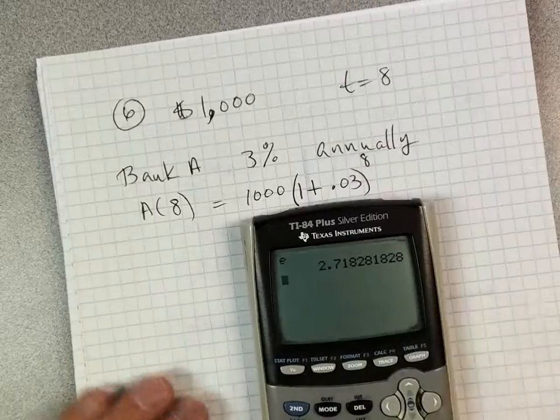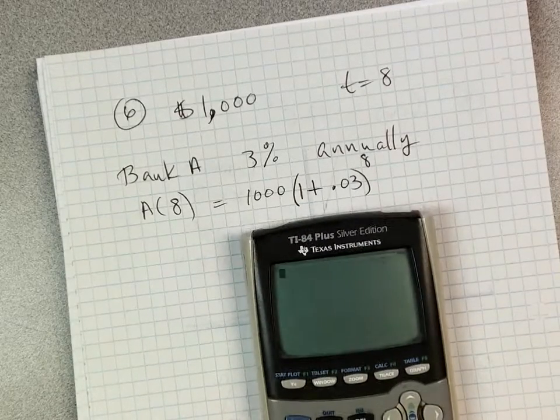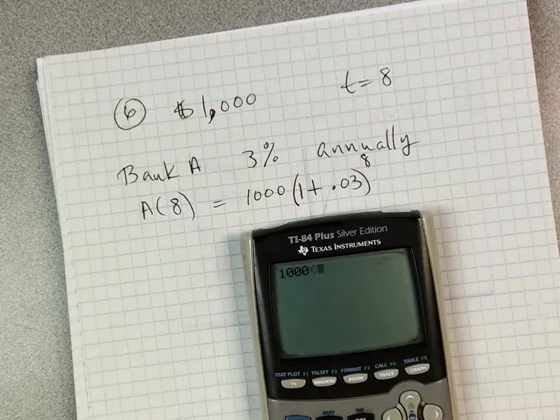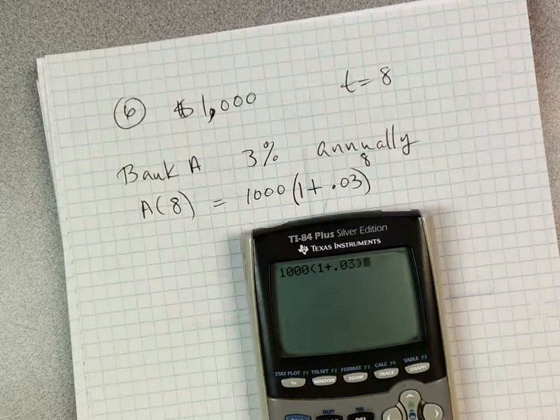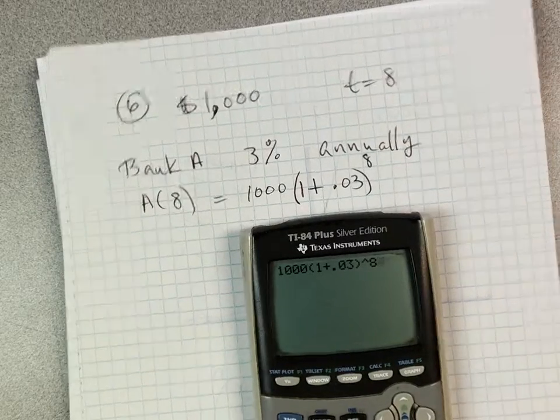Let's use our calculator. 1,000 parentheses 1 plus 0.03 to the 8th power, right? There it is in my calculator.